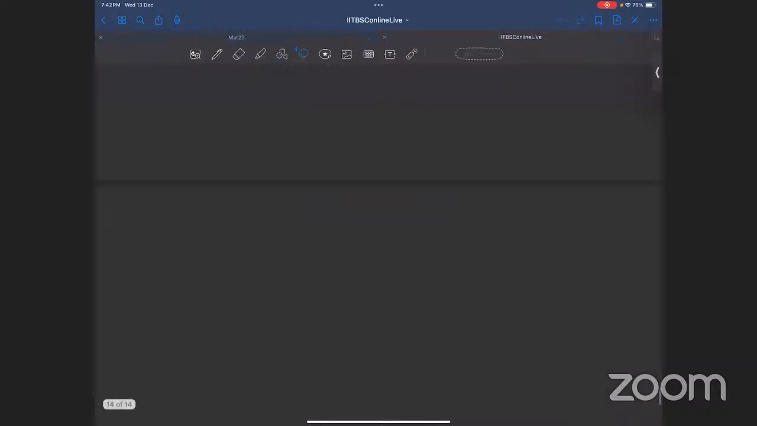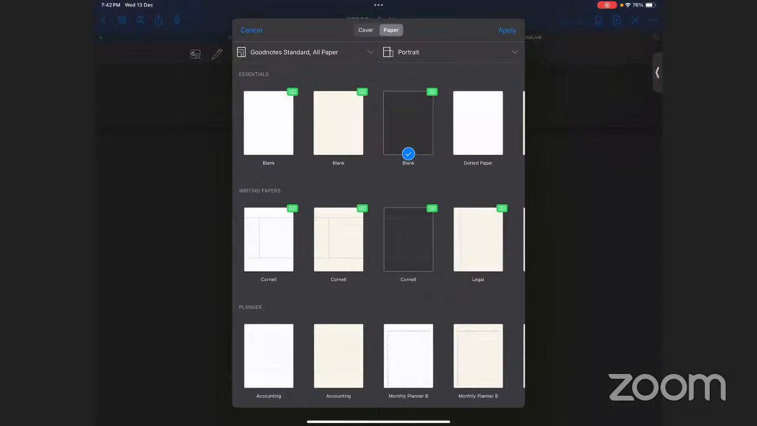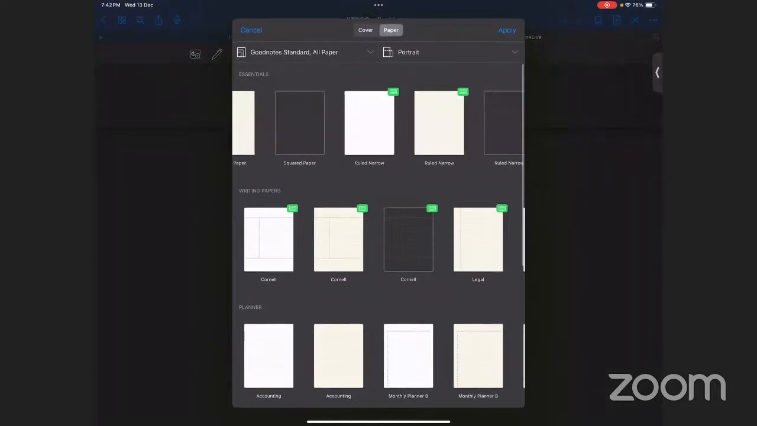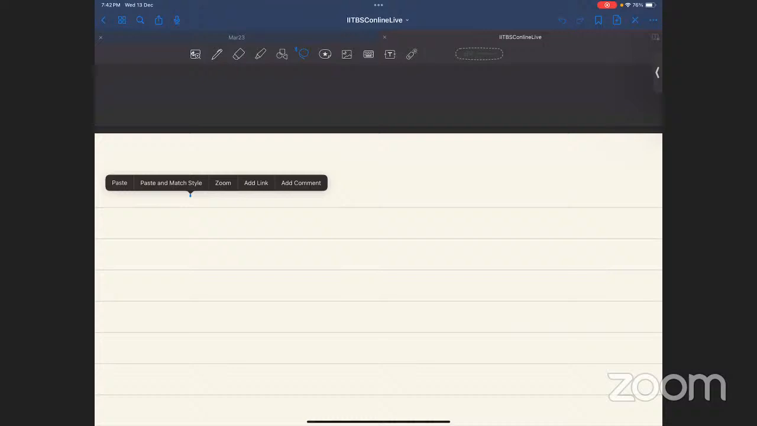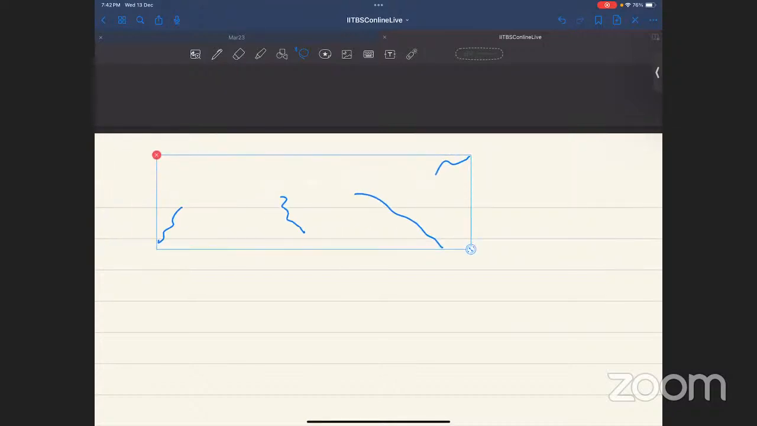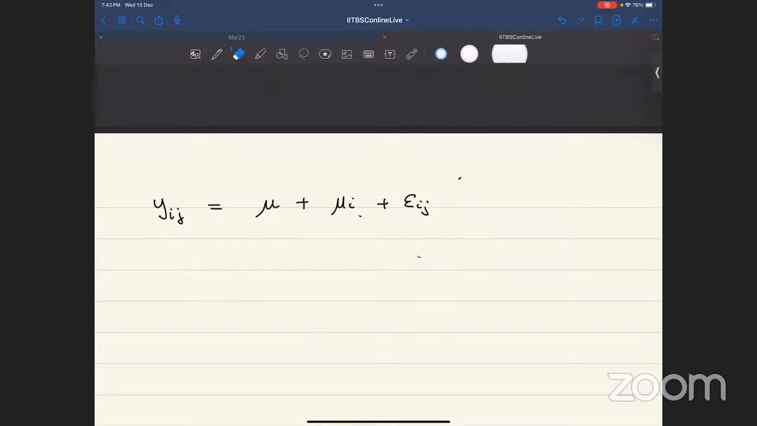Now, right, this is the model we had. The question was: how do I go about estimating any of these things?